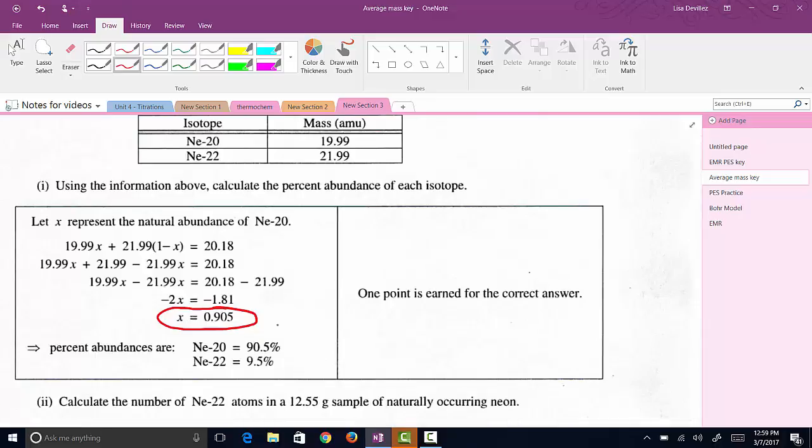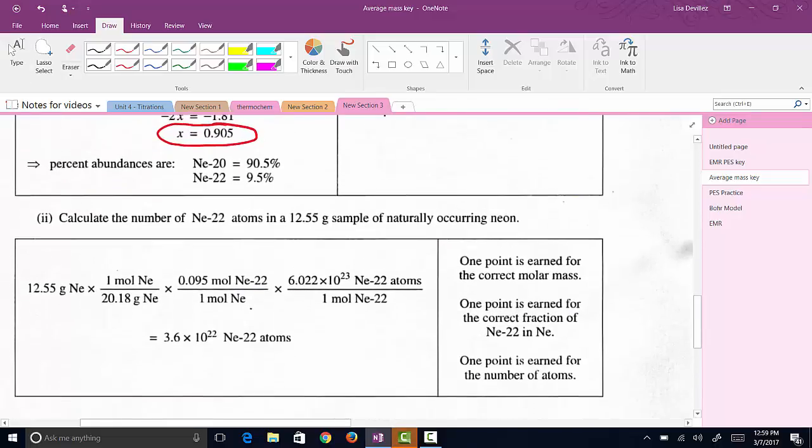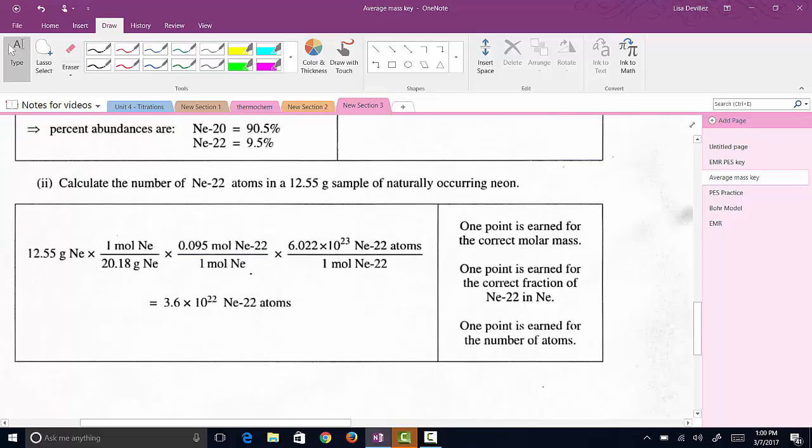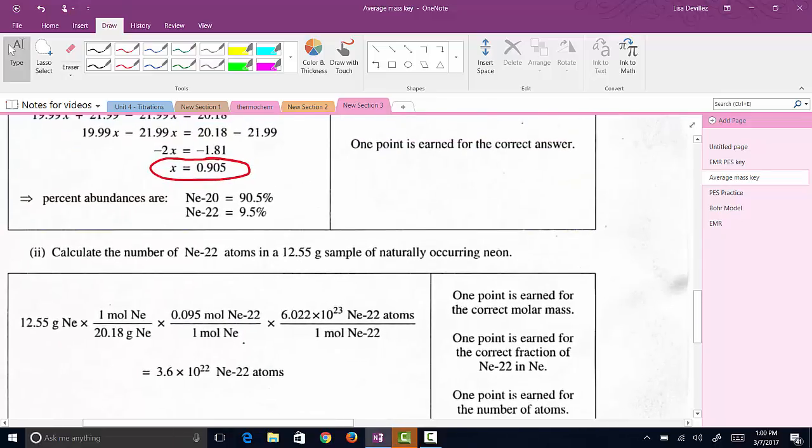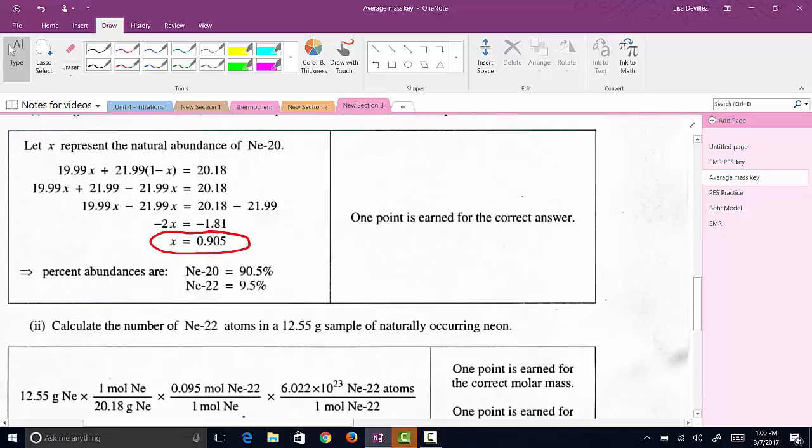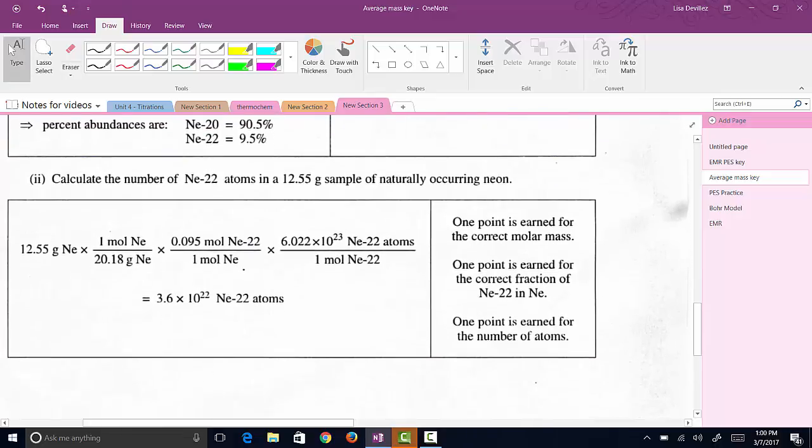All right, the next question was to calculate the number of neon 22 atoms in a 12.55 gram sample of naturally occurring neon. Let me go back. You got 1 point for the correct answer, meaning that you got both percent abundances correct on that. So then in part 2, since this is grams of the naturally occurring neon, so this is grams of both isotopes, we're going to use the average mass to convert that into moles. So we're just dividing by the molar mass of neon, and that's going to give us our moles of neon.